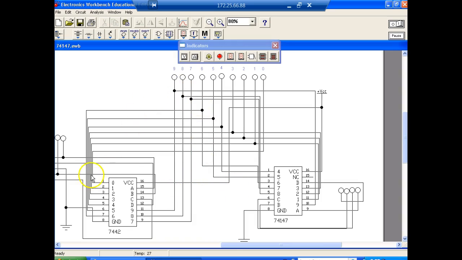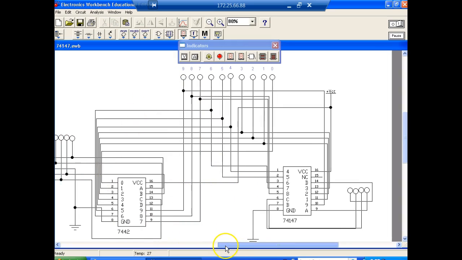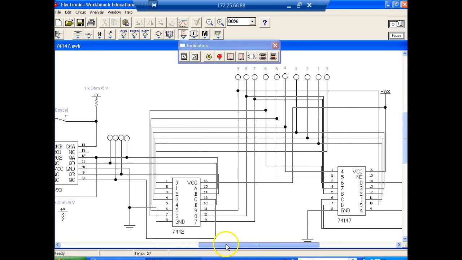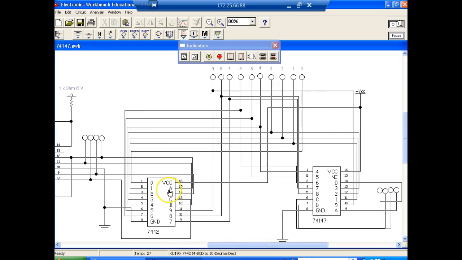So here, let's see if I can make it smaller. So here's my counter. So I'm using a counter. How am I counting with? I'm counting with a switch. So we'll talk about counters later on. I'm taking the output of my counter and I'm inputting it into 7442, which is a 4 to 10 decoder. I'm taking that and displaying it here, and then I'm taking the output of the 7442 and running it into a what? 7447. Let's see if this works.